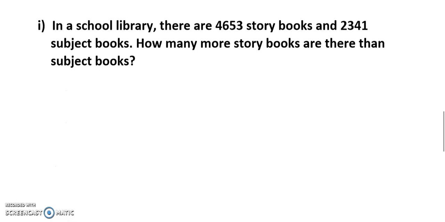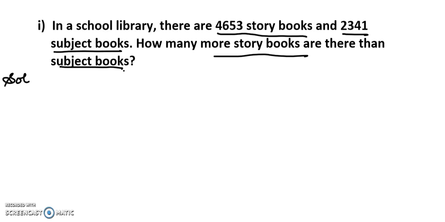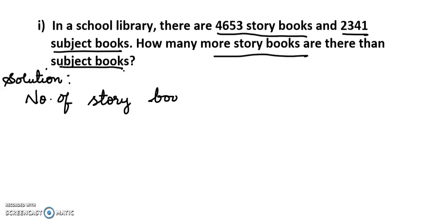Listen, children. In a school library, there are 4,653 story books and 2,341 subject books. So, how many more story books are there than subject books, they are asking? So, write the solution. First, we'll write the number of story books. Number of story books equal to 4,653. Write the place values: ones, tens, hundreds, thousands.